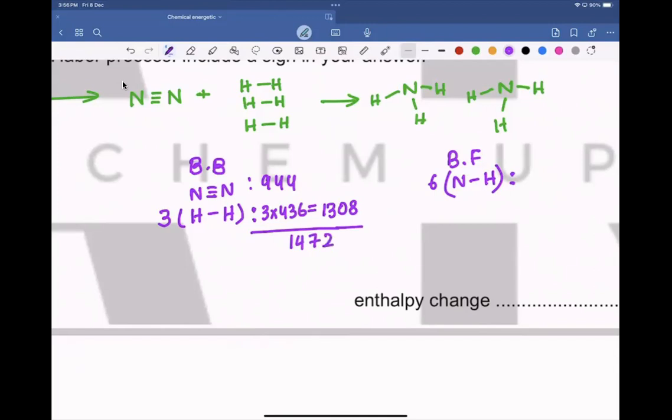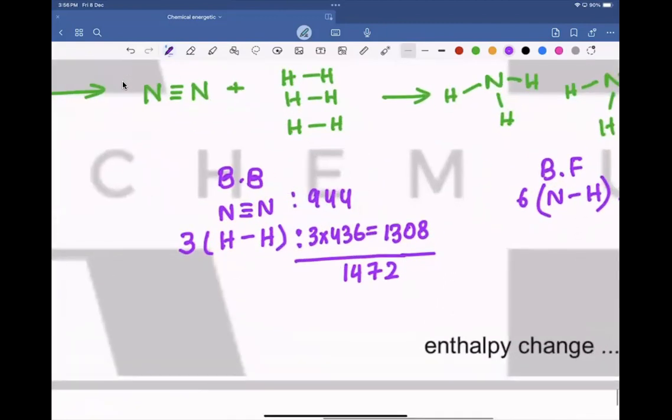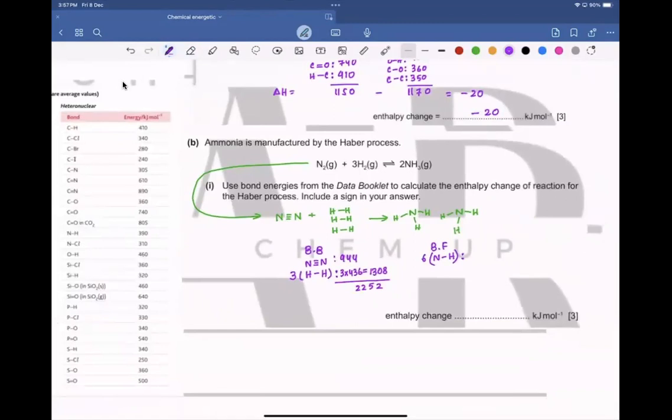Yes, sir. Okay. Sir, I am getting 2252. Yes, sir, it's 2252, because 1308, and if you add 944, it is 2252. Amna, can you check again? Hydrogen single bond. Oh, yes, sir. Sorry. Okay, good. Hydrogen single bond, its bond energy is 390.